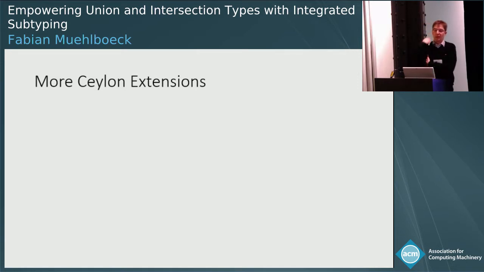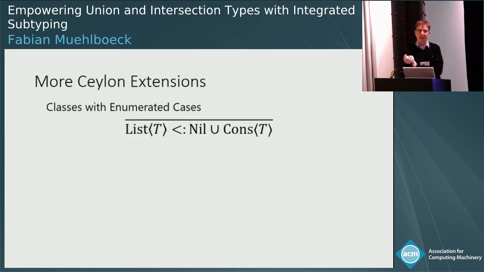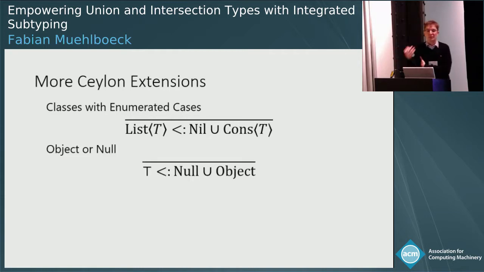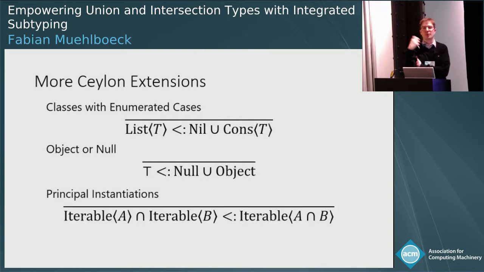So, for example, Ceylon models abstract data types by enumerating the potential subclasses of a class. And you could see such an abstract data type really as a union of all its cases. Furthermore, since null and object are the only subtypes of top, top is really equivalent to the union. All values in the language are really instances of either null or object. And there is an extension called principal instantiations, which essentially lets intersections distribute over generic type arguments, which turns out to be very useful in generic type argument inference. All of these extensions can be specified and proven individually and then composed with our composability theorem.